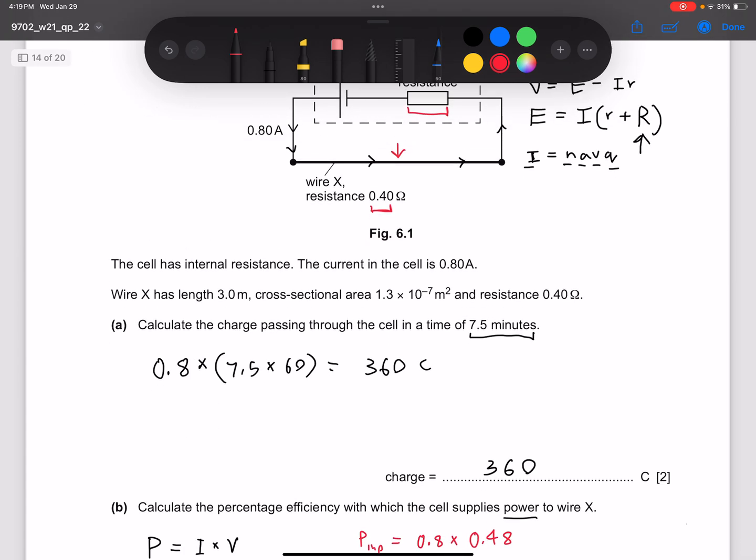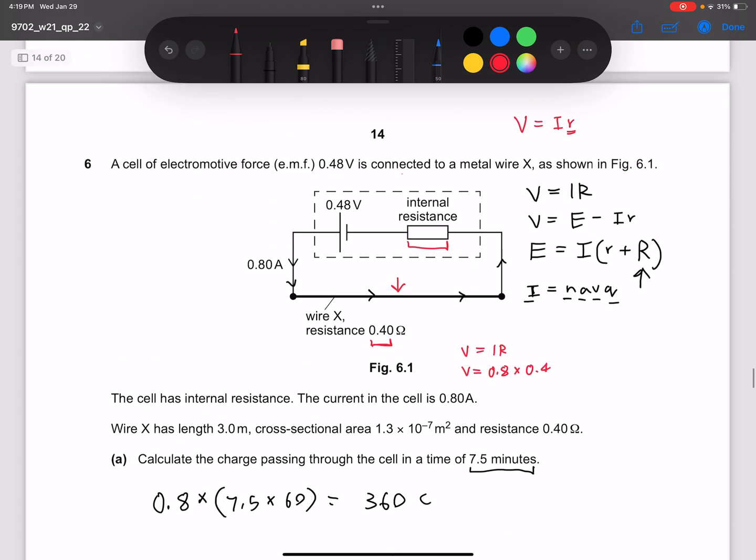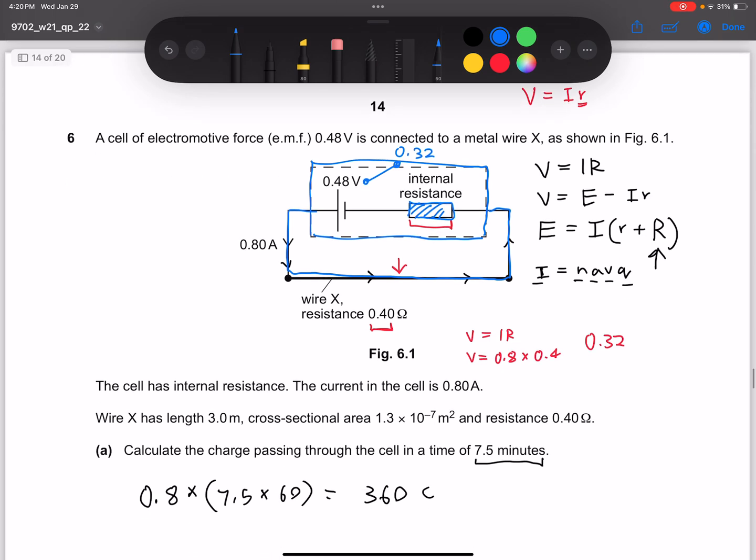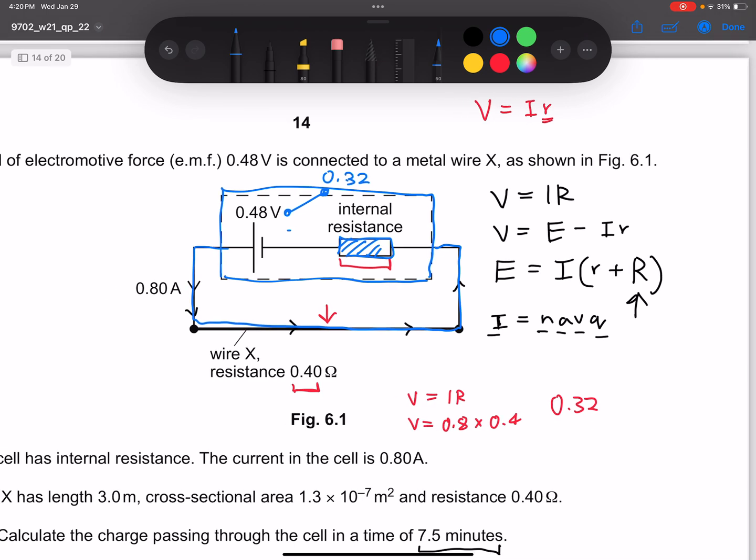Now let's find the voltage drop across this wire. V equals IR. V, which we want to find, equals I 0.8 into R 0.4. So now that we know this value, we can go ahead and plug it right into this. So that gives us a value of 0.32. That means 0.32 volts are being dropped across this circuit, meaning that whatever's left is going from this to this because of this internal resistance. Now we can find the internal resistance because we know these two and we have all these formulas, but we don't need the internal resistance.